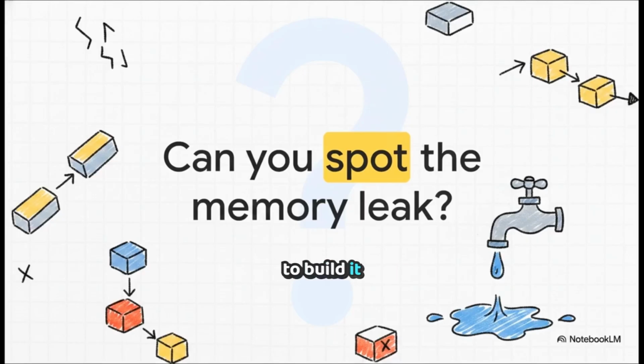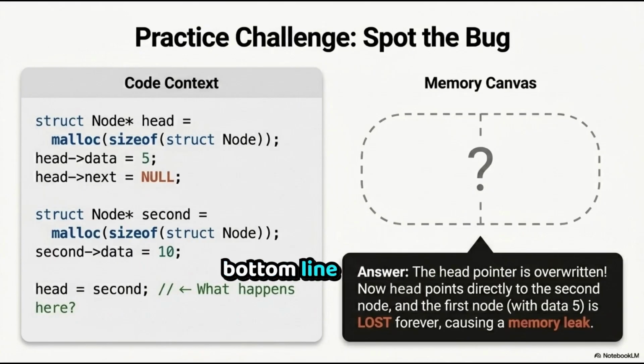I've shown you how to build it perfectly, but let's be real. In the wild, you are going to encounter broken code. So, are you ready for a challenge? Take a breath. Let's see if you can spot the memory leak. Take a good hard look at that bottom line of code. Head equals second. What exactly happens here? Well, by pointing head directly to the second node, the head pointer is completely overwritten. Because we didn't link the first node to the second node beforehand, that original first node, the one holding the value 5, is entirely disconnected. It's gone, completely lost forever in the void. You cannot access it, you cannot free it. It is a textbook, absolutely fatal memory leak.